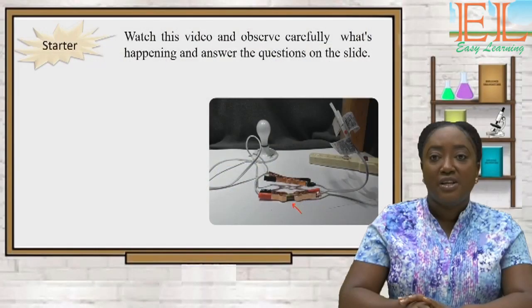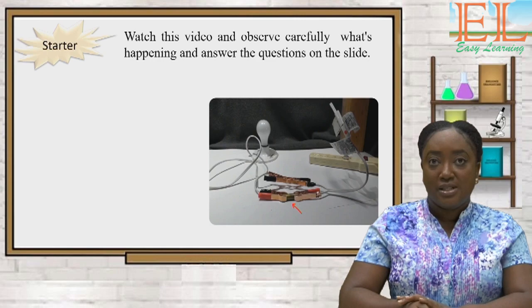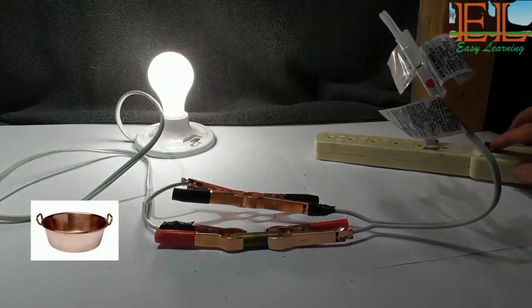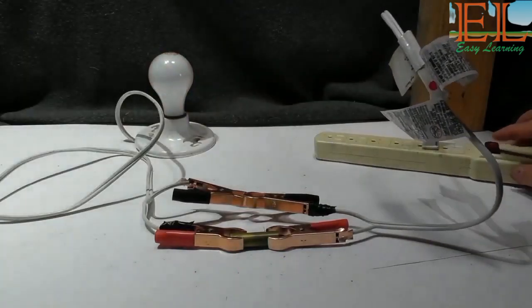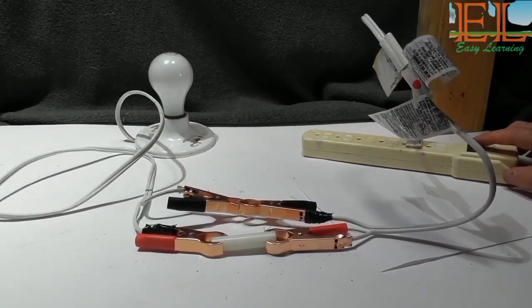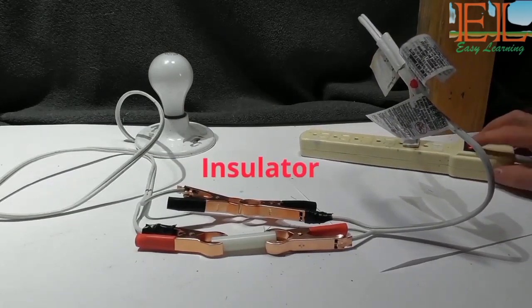To start us off, watch this video carefully and observe what is happening. Answer the questions on the slide. Copper. Hook it up and yes, it's a conductor. How about this piece of plastic? Flip the switch, nothing happens. It is going to be an insulator.